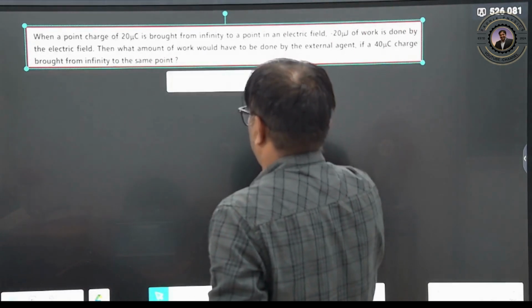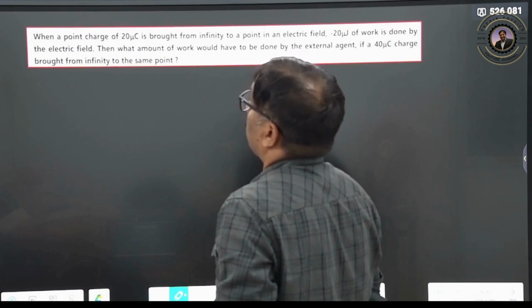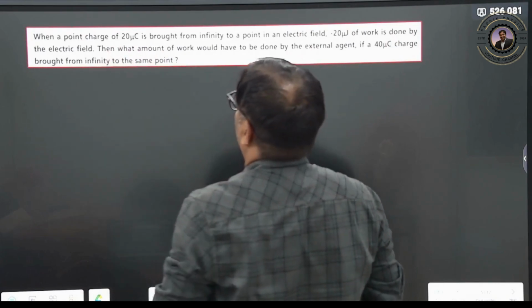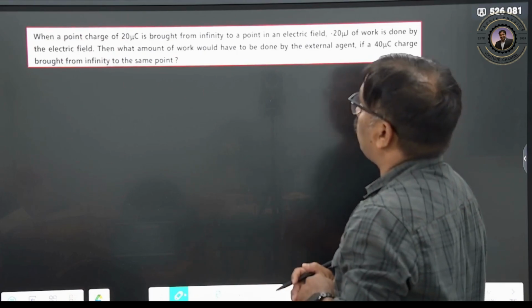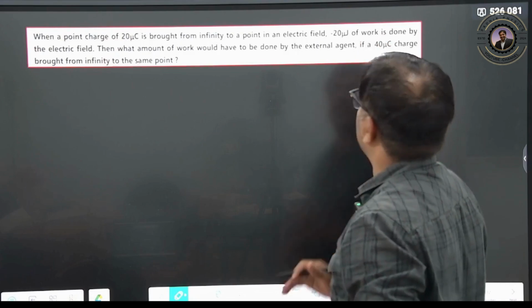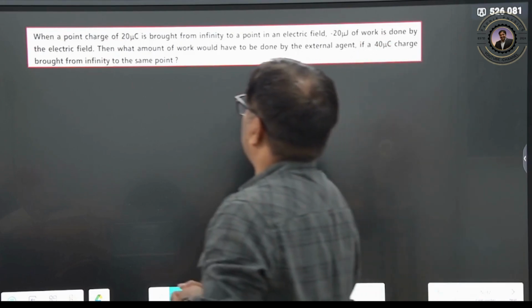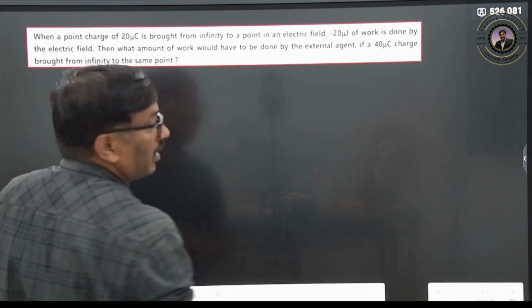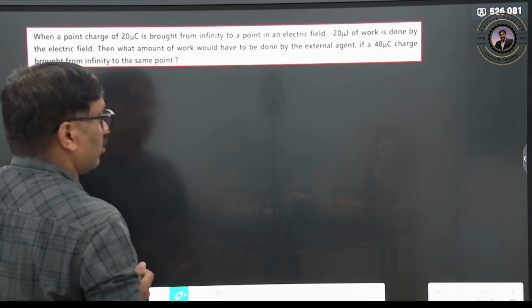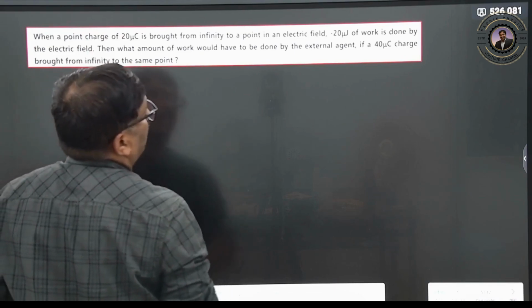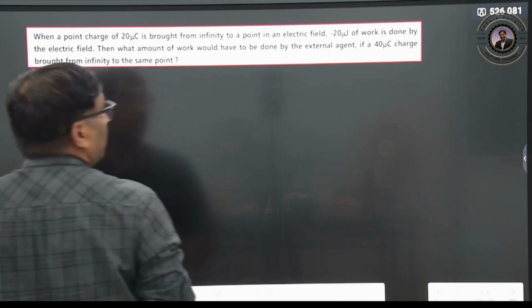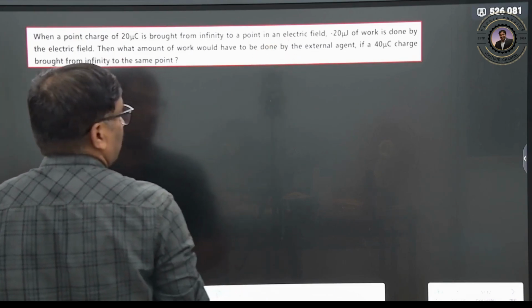Right. So when a point charge of 20 microcoulomb is brought from infinity to a point in an electric field, minus 20 microjoules of work is done by the electric field. Here it is work done by the field, not by the external agent. So what amount of work should be done by the external agent? First of all, let us calculate the potential at this point.